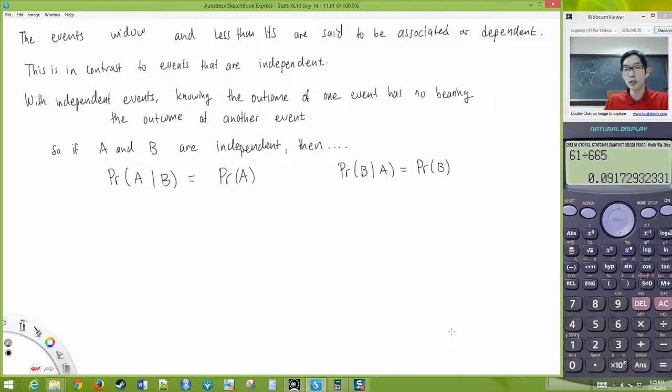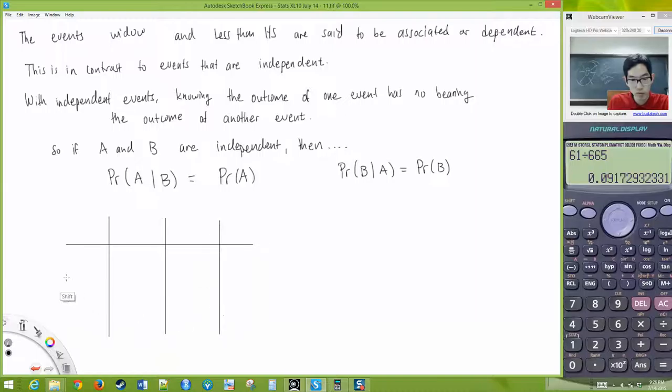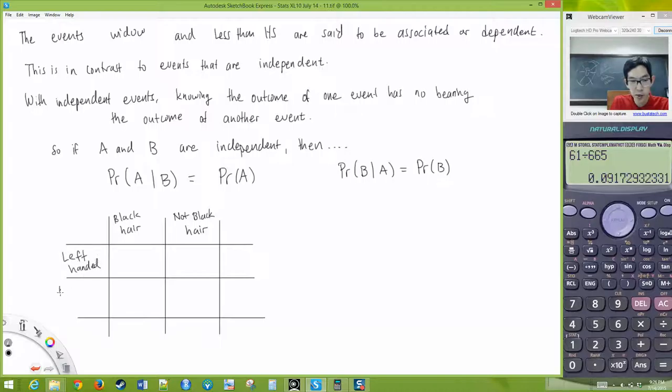Okay, so let's just try a quick example here, okay? Let's say we have people with black hair, and we'll say not black hair. Okay, so we're just going to keep it simple. So you either have black hair or you don't. And we will say you are either left-handed or not left-handed.